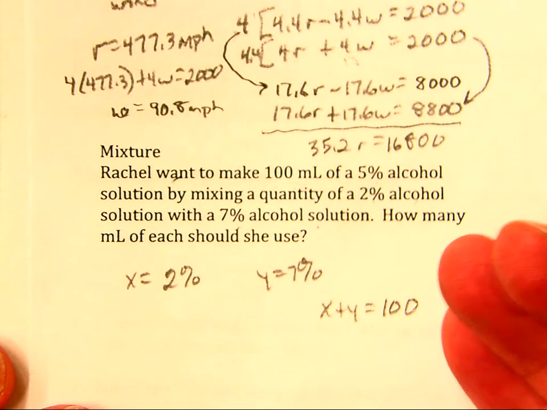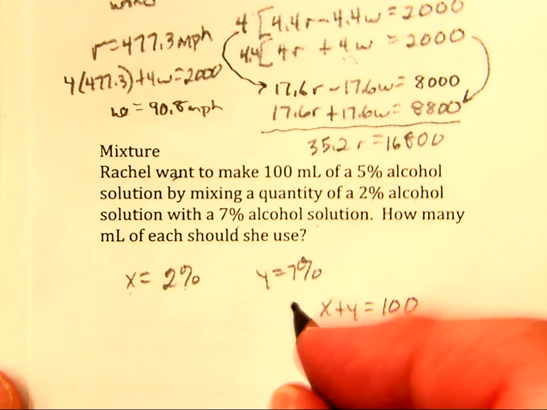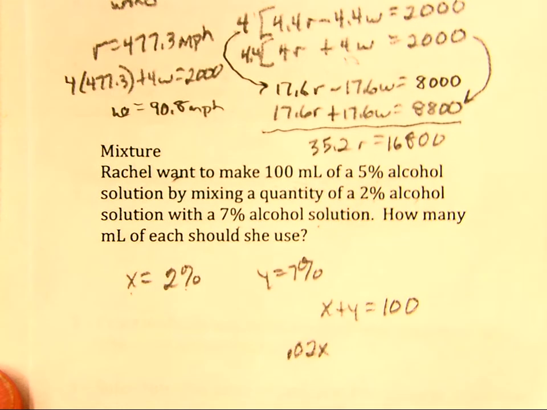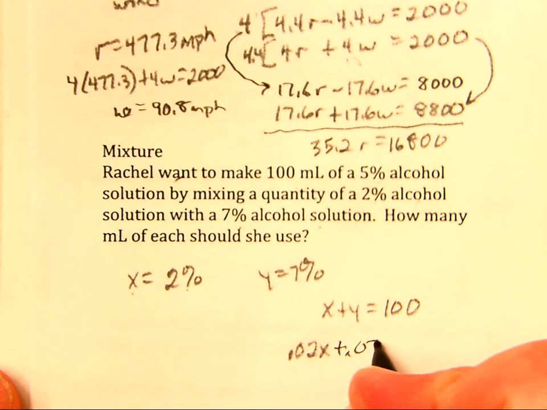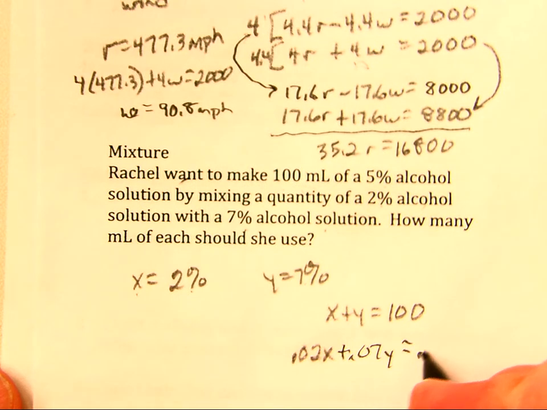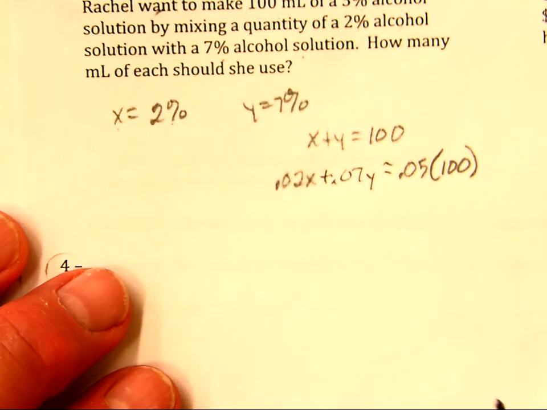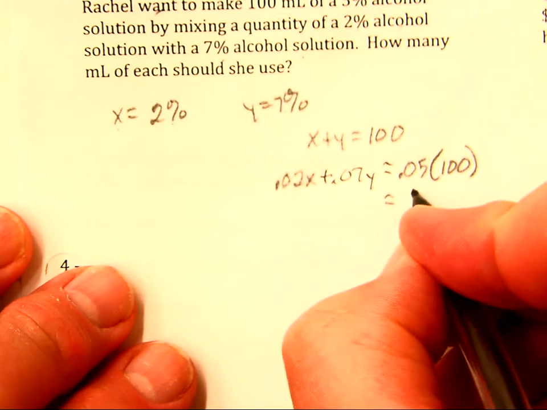Now, how much alcohol do we have? Well, if we have X of the alcohol and it's 2% each, then the amount of alcohol is 0.02X. The Y is 7% alcohol, so plus 0.07Y. The final amount of alcohol is going to be a 5% solution, and there's 100 mL. So basically we're saying how much total alcohol we have. So there's our two equations. If I multiply this out, 0.05 times 100 is just 5.